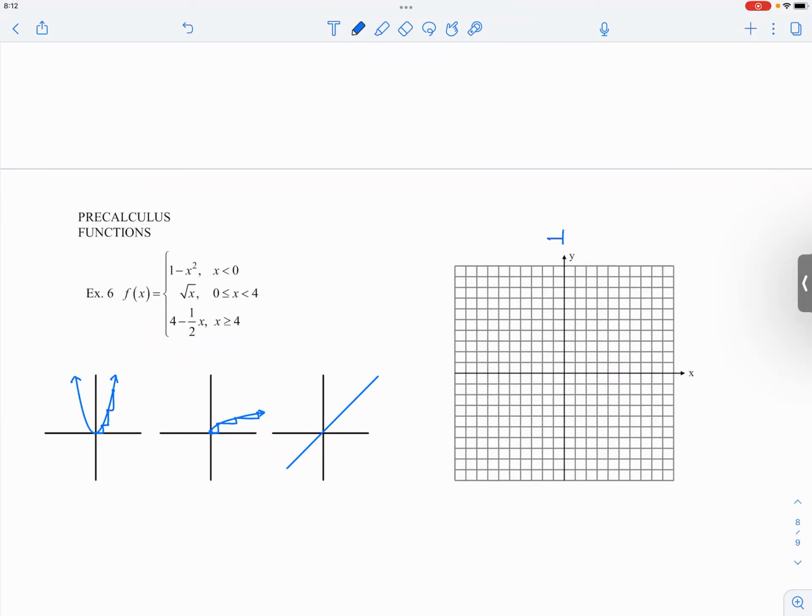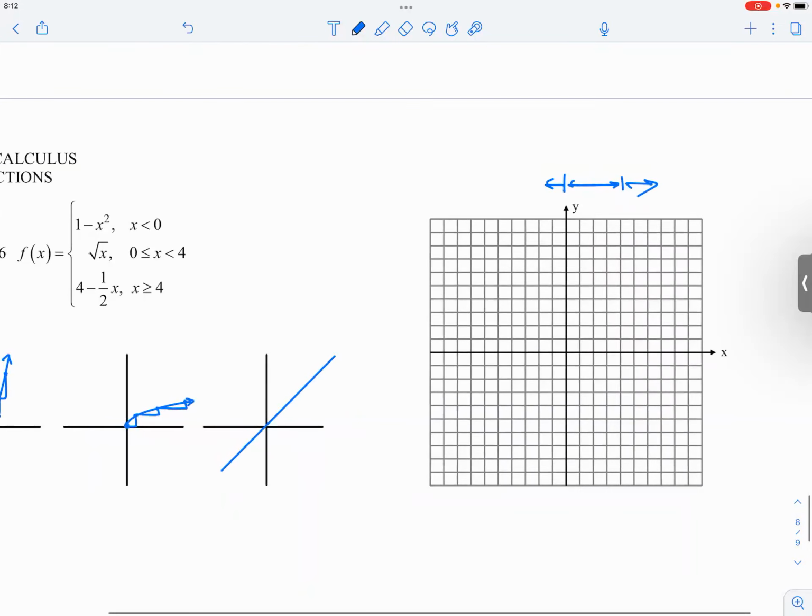We have a region that is less than 0. We have a region that is between 0 and 4. And then we have a region that is bigger than 4. Now, as I said, there is no reason why you would make a mistake right here, because you know at least how to plug in numbers. Now, if you know how to graph, that would be even more wonderful.